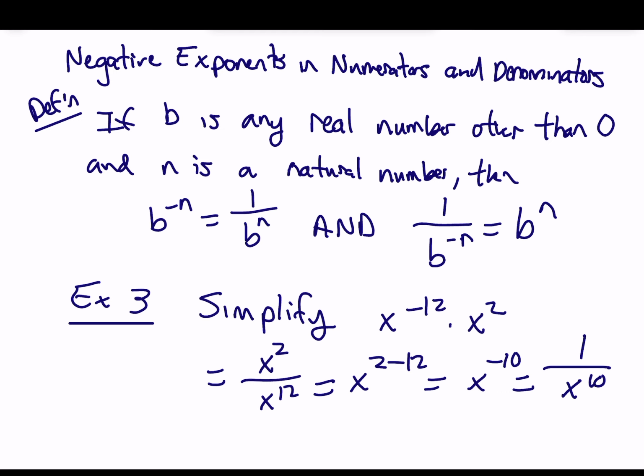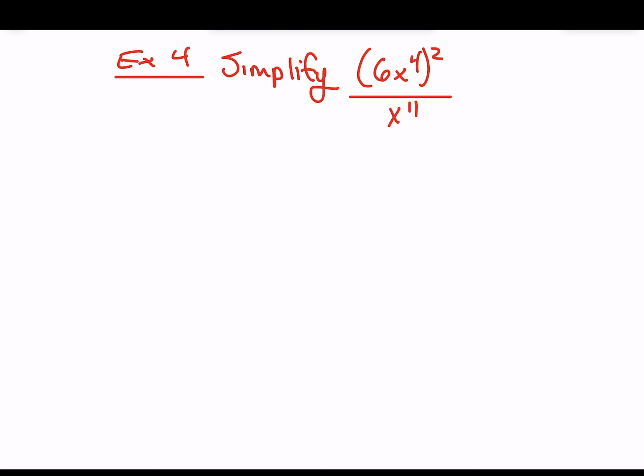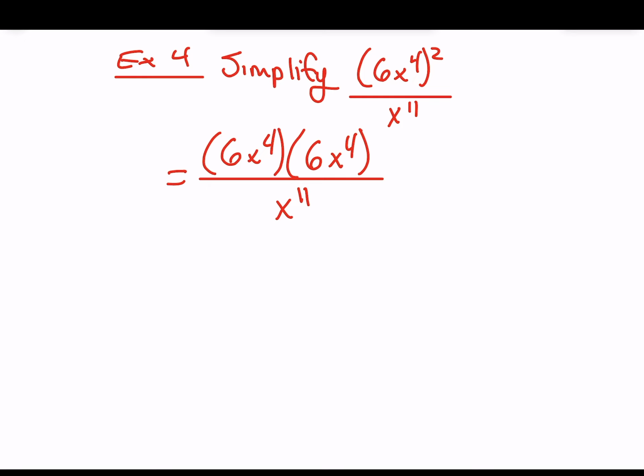Let's try another more complicated example. Example 4, we want to simplify 6x to the 4th, quantity squared, over x to the 11th. We can write that first as 6x to the 4th times 6x to the 4th over x to the 11th. This is just to show that we're squaring both the 6 and the x to the 4th. So 6 squared gives us 36. And x to the 4th times x to the 4th, we can add those exponents and we get x to the 8th over x to the 11th.